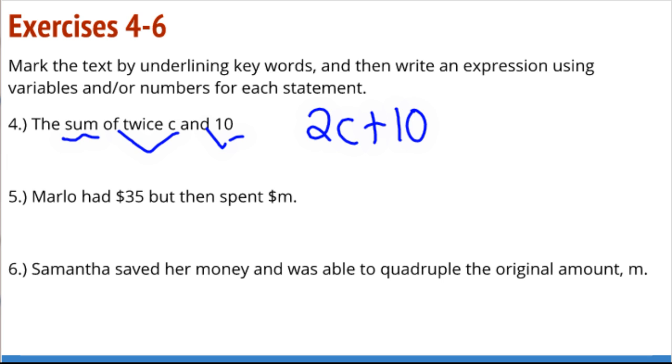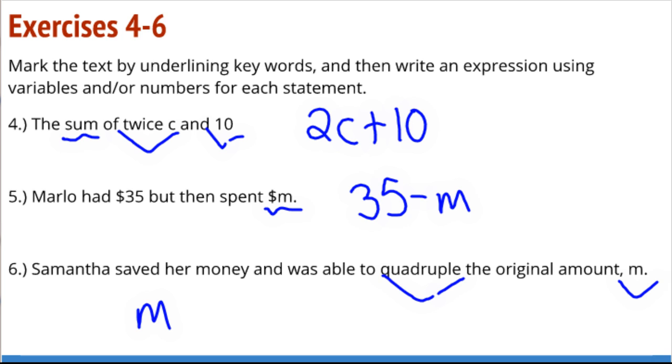Marlo had $35 but spent M. So here we are with a real life situation. So Marlo had $35, but he has reduced the amount he has by spending the amount M. Samantha saved her money and was able to quadruple the original amount M. So I had M, Samantha had M, and she quadrupled it.